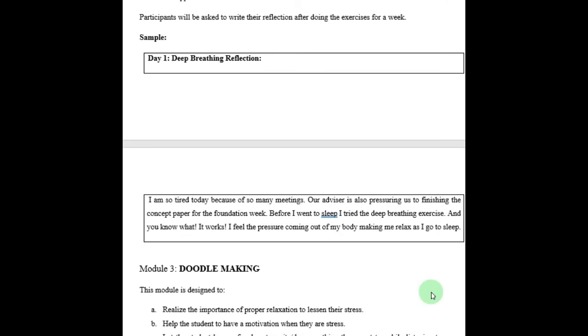nagbibigay ka ng intervention or ng program, i-assist mo din kung at the end of that exercise, babasahin mo yung module nila kung makatulong ba yung deep breathing exercise na yon, ano ba yung nangyari, then i-correlate mo ngayon yun doon sa research instrumentation na papasagutan mo, end of intervention, or makapaggawa ka ng descriptive analysis depending on their answer.